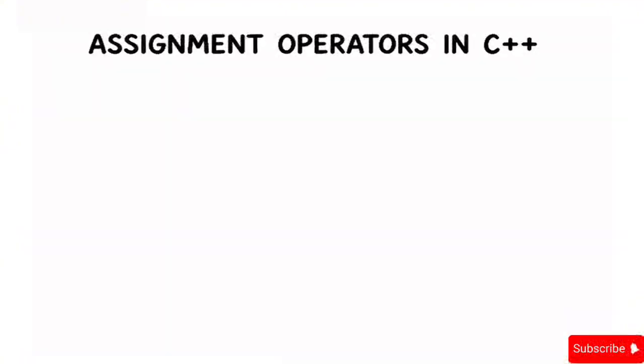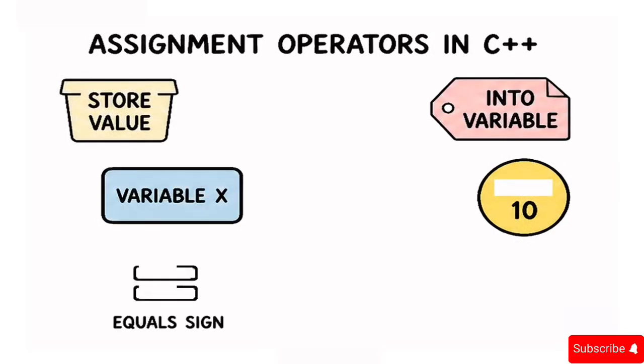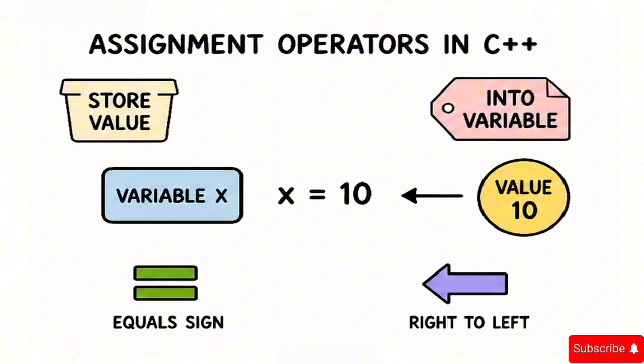Assignment operators in C++ store a value inside a variable. The equal sign takes the value on the right and places it into the box on the left. Here, x equals 10 means the number 10 lands inside the variable x.